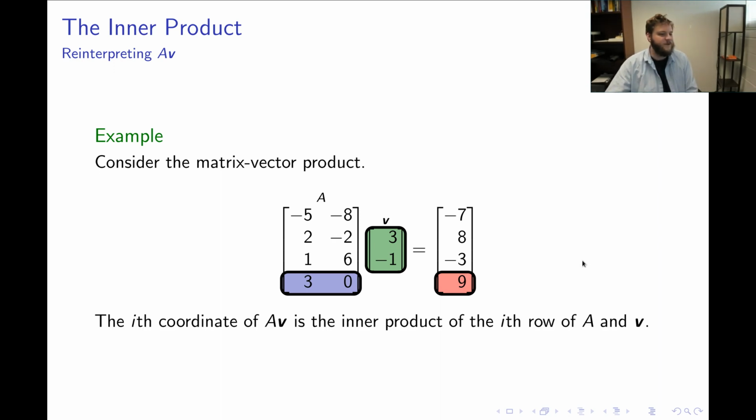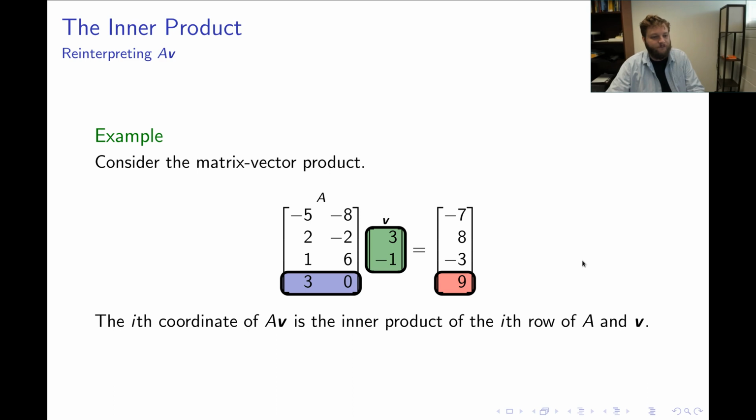So generally, the ith coordinate of a matrix vector product is the inner product of the ith row of our matrix with the vector v in question. So this is something nice to remember, but never, ever forget that the real definition of matrix vector products is as a linear combination of the columns of our matrix, where the weights come from the coordinates of our vector.